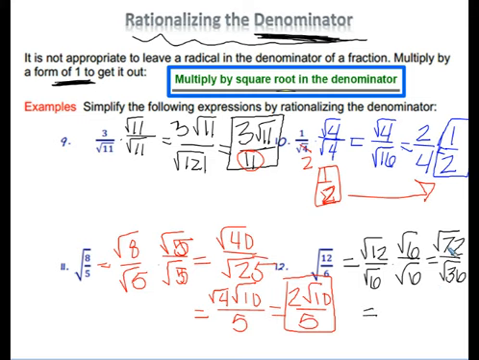If we try to simplify the square root of 72, we can break that apart into 36 and 2. And then the square root of 36 is 6.